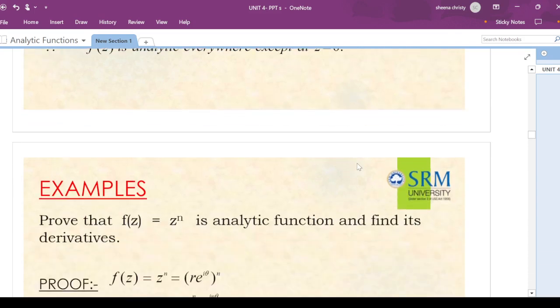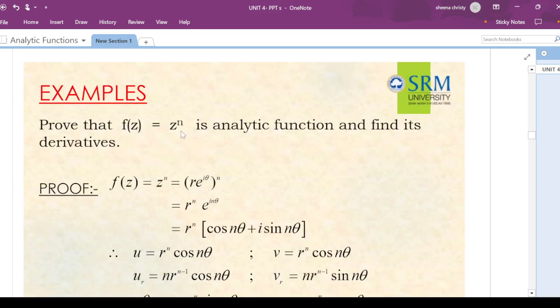Okay. Now come to the problem f of z equal to z power n. We have to show that it is an analytic function, and also find its derivative. Here also we are going to consider the polar form. Put z equal to r into e power i theta, the whole power n. So you will get r power n e power i n theta. We know the Euler formula: e power i n theta is cos n theta plus i sin n theta.